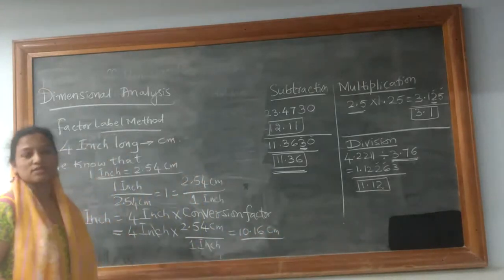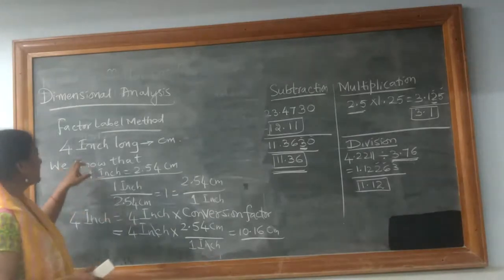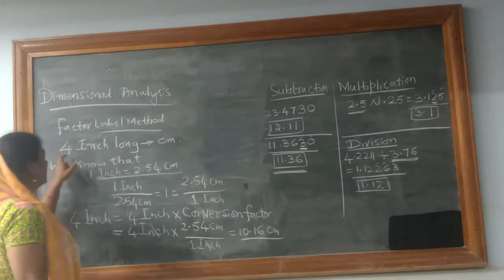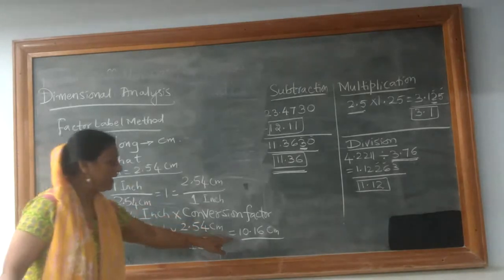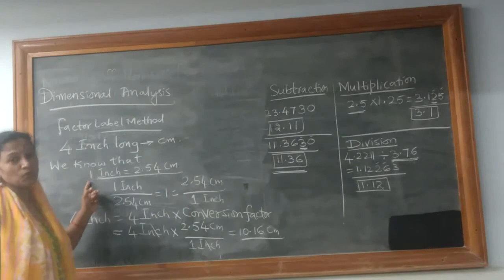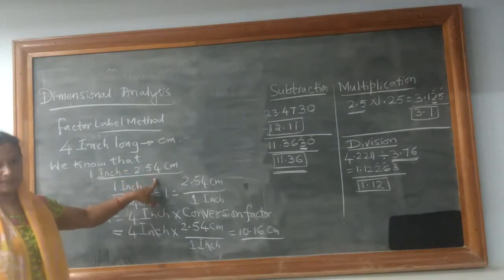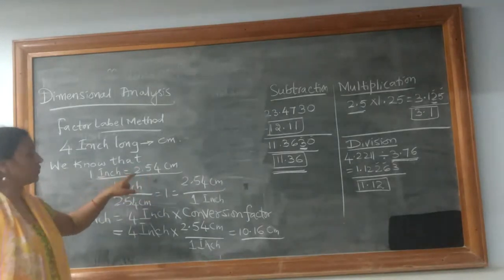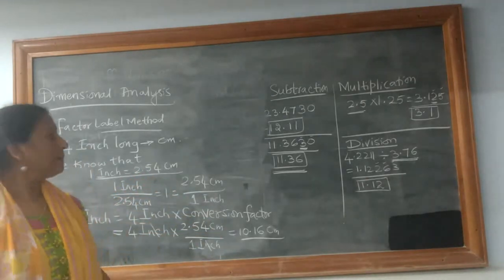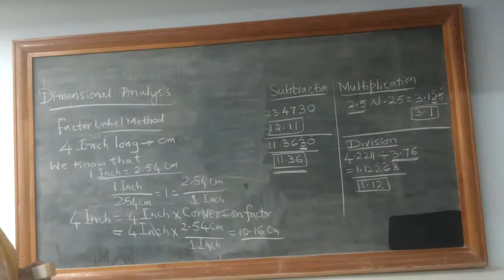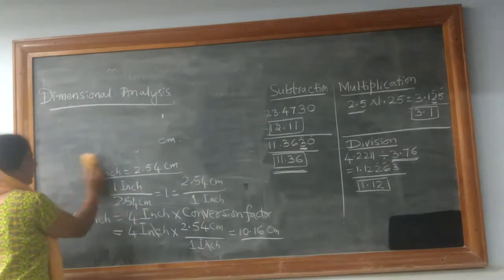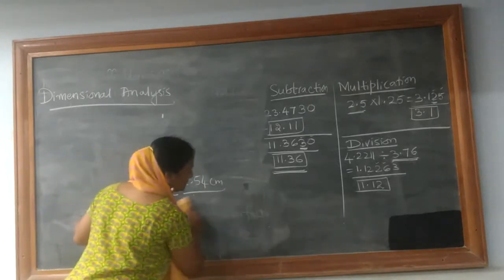I hope this concept is clear to you all. We have converted 4 inch into centimeter. So in terms of centimeter, the value of 4 inch will be 10.16. For that you should know the value of 1 inch in terms of centimeter. 1 inch is equal to 2.54 centimeter. Right? So I will take one more example for this. Factor label method is also called as unit factor method.